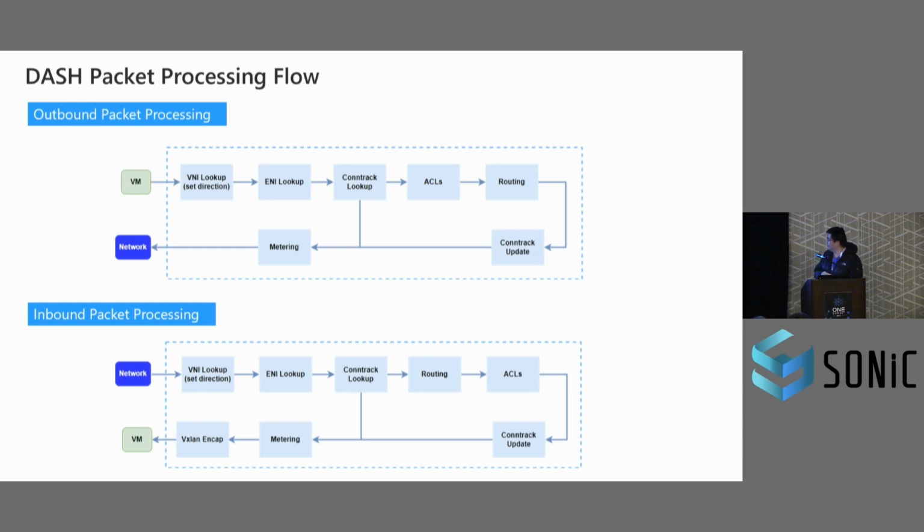On the inbound, when the packet comes, because of the VNI lookup, we know the direction, whether this is outbound or inbound. If it's inbound, we also do the ENI lookup to figure out which VM this packet is destined to. Then the rest is connection tracking, routing, SL, and finally, as a last step, once we process the packet, we need to do another layer of VXLAN encapsulation, because the SDN appliance is not near the VM, so it's going through the network. So we do the VXLAN encap and send it to the VM.